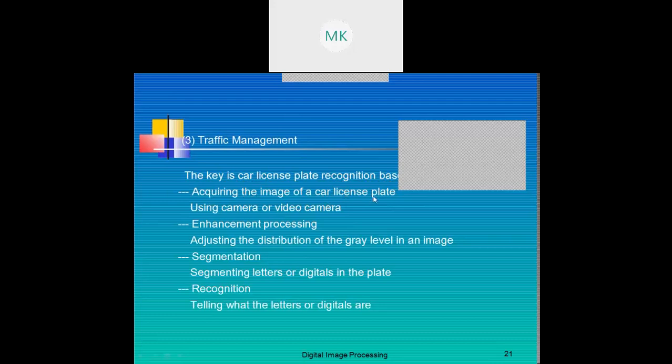Acquiring the image of a car license plate using a camera or video camera, then performing the enhancement, that is adjusting the distribution of the gray level in an image, performing the segmentation, that is segmentation of letters or digits in the plate, then recognizing the image, telling what the letters or digits are. So these are the applications of digital image processing in traffic management, which can be performed by applying different image processing techniques like acquiring the image, enhancement, segmentation, and recognition.